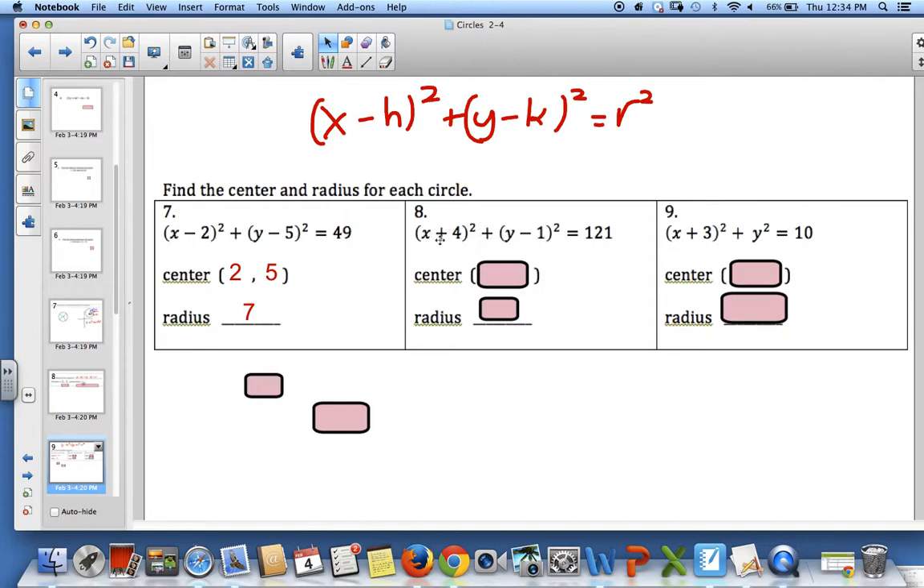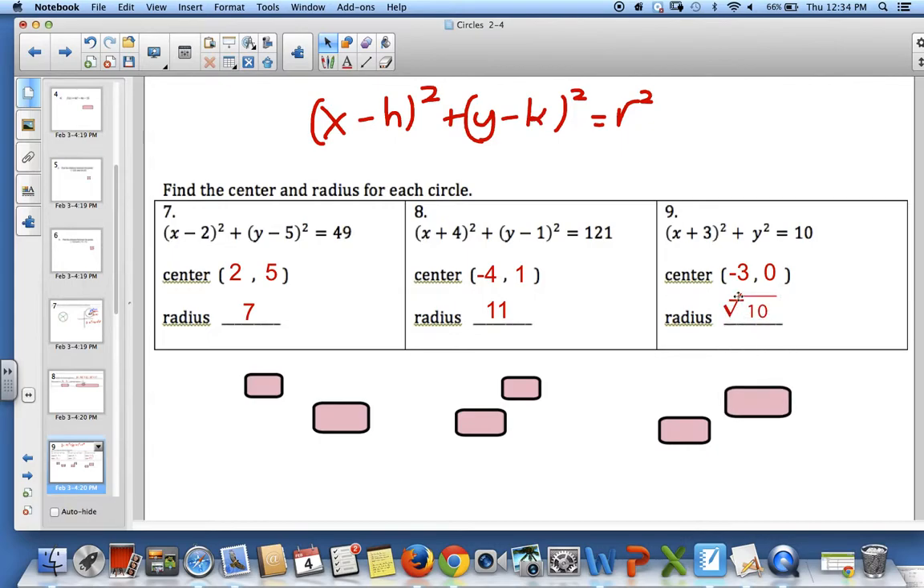Same thing here, plus it's going to be the opposite, so the center is going to be -4, positive 1. And the radius would be the square root of 121, or 11. This one here is confusing a little bit because there's no other number here. It's just basically y minus 0 here. So it's going to be -3 comma 0. And the radius is the square root of 10, which we don't really have, so we just write square root of 10. And that's it.